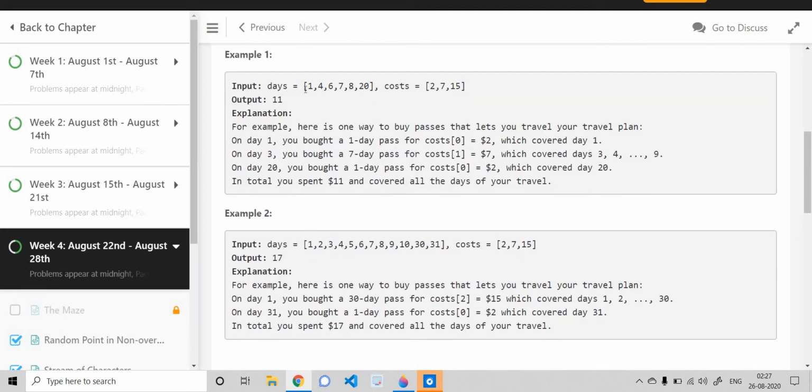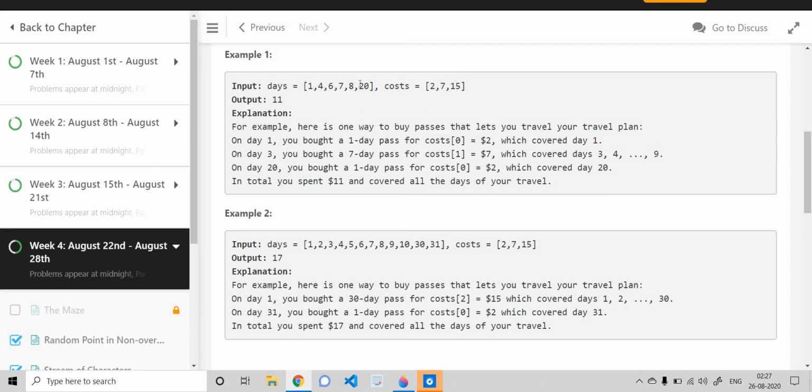Let's see one example here. These are the days on which you want to travel. This is the cost array, the cost for a 1-day pass, 7-day pass, and 30-day pass respectively. What we can do here is buy a 1-day pass on day 1, then buy a 7-day pass on day 4, which will cover these 4 days in between, and then on the last day we can buy a 1-day pass on day 20.